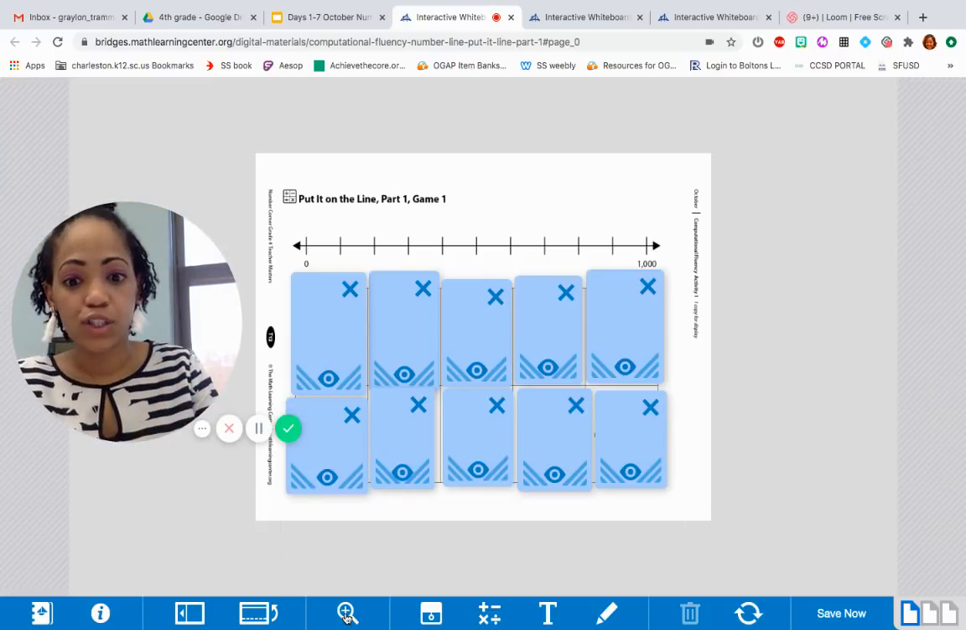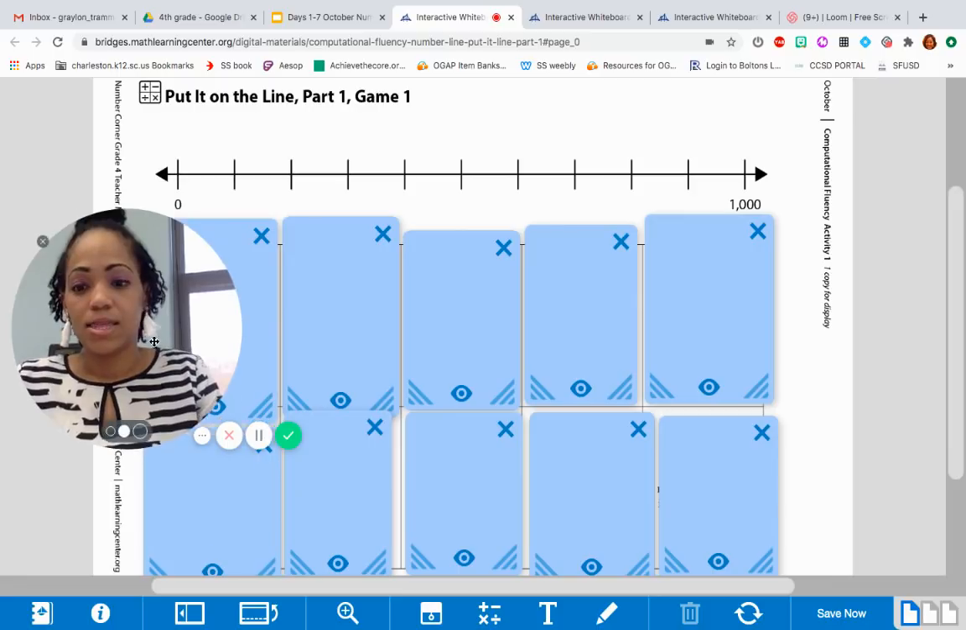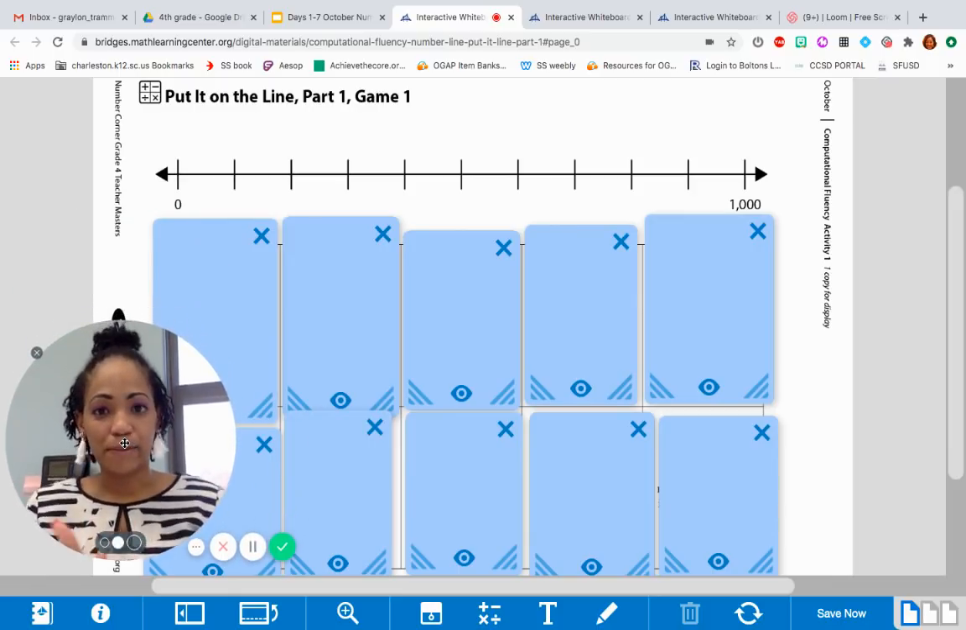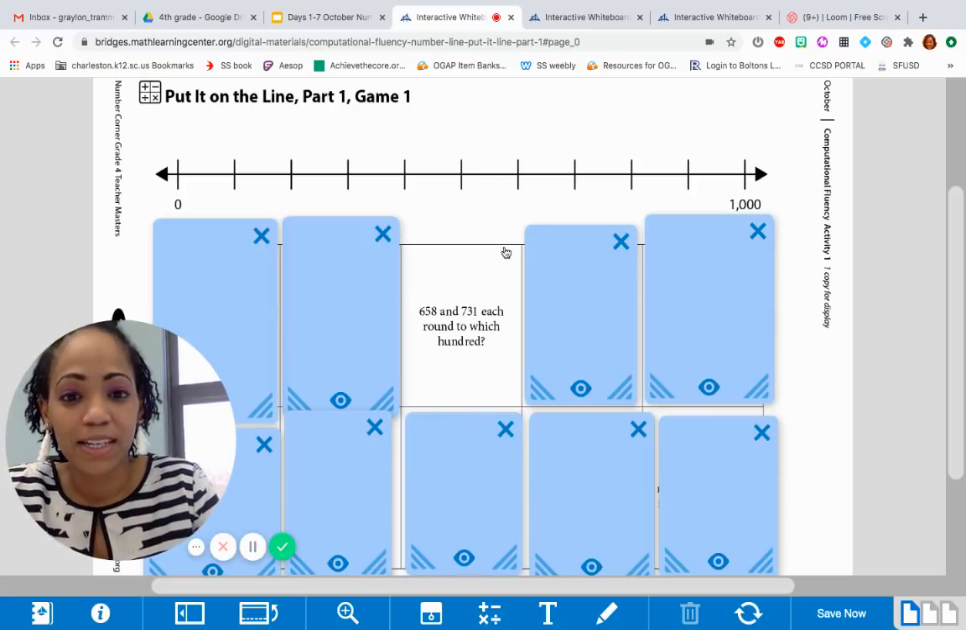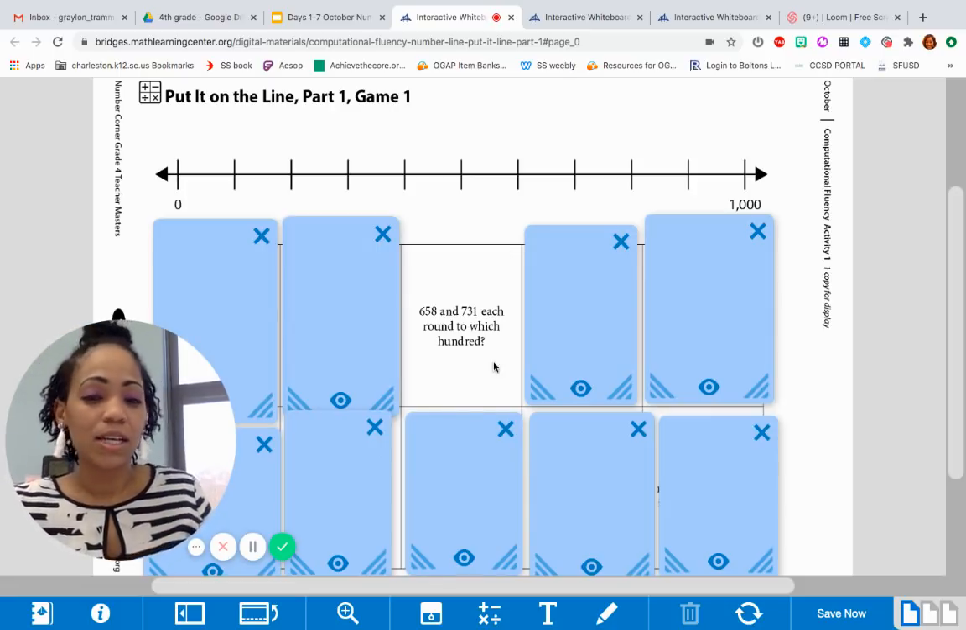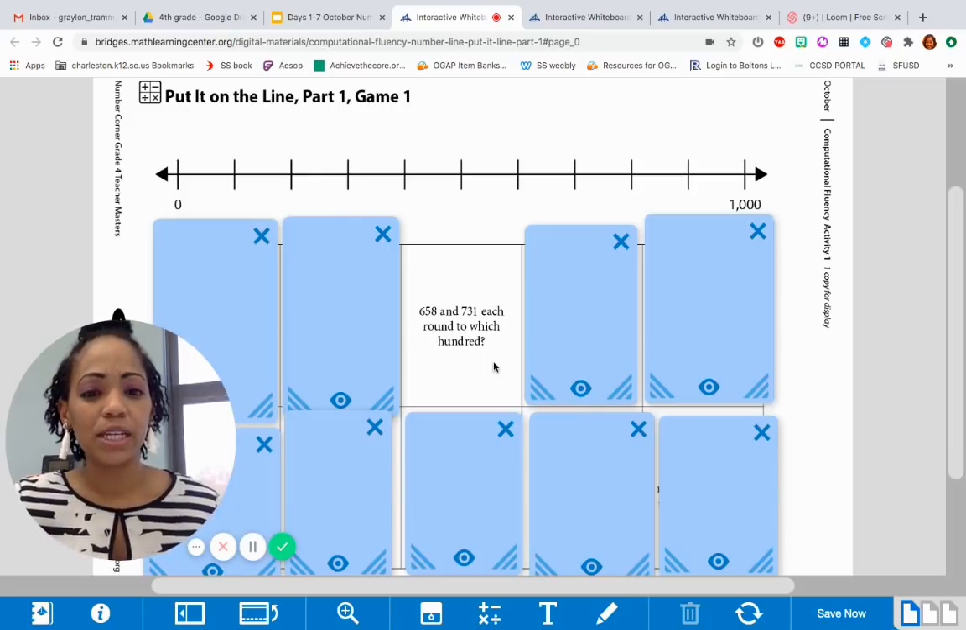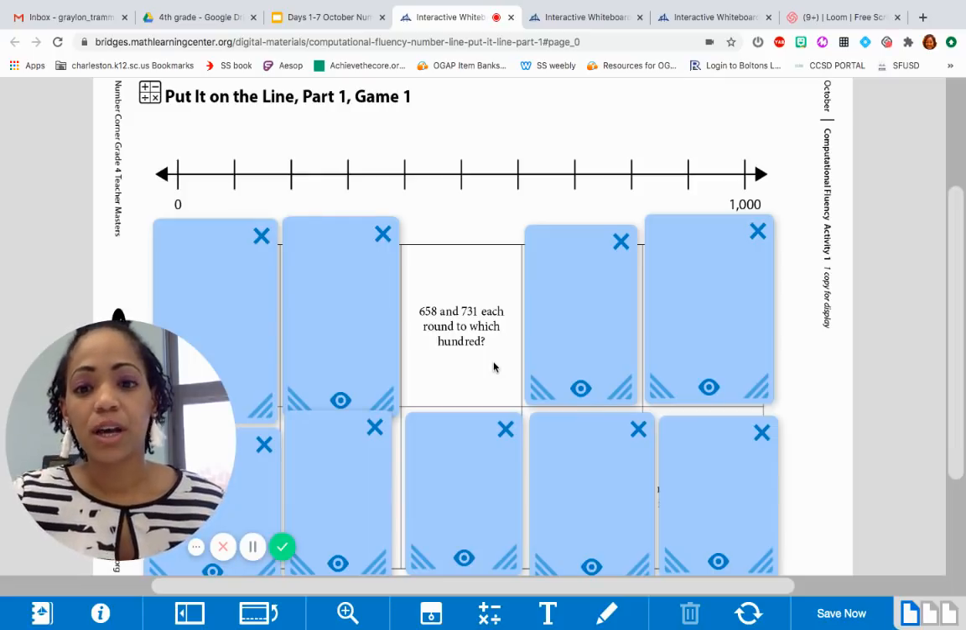All right. So you guys go first. Which one would you like to pick? Okay, I'll guess which one you like to pick. You're right. 658 and 731 each round to which 100?